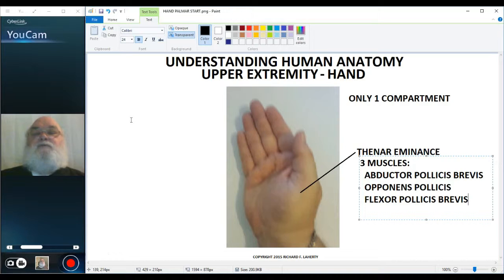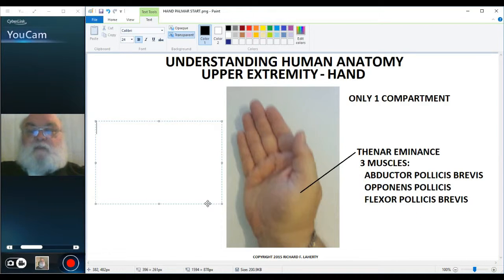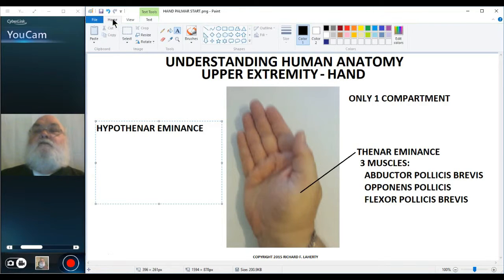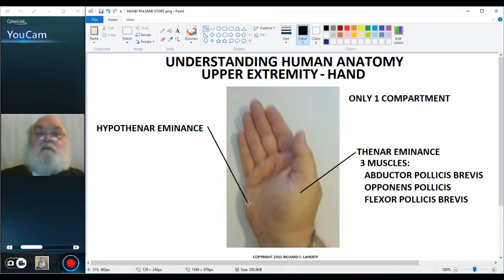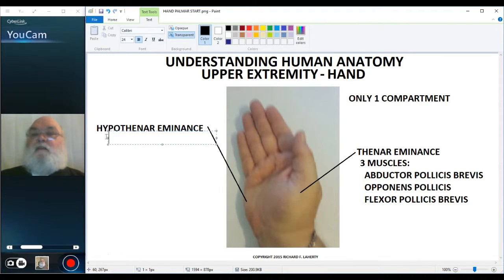On the medial side, the exact opposite side of the hand, associated with the little finger, or digiti minimi, is the hypothenar eminence. And the hypothenar eminence, I'll draw a line to it here, is the fleshy part on the medial side of the hand. And it also is made up of three muscles, very similar to what we have in the thenar eminence.